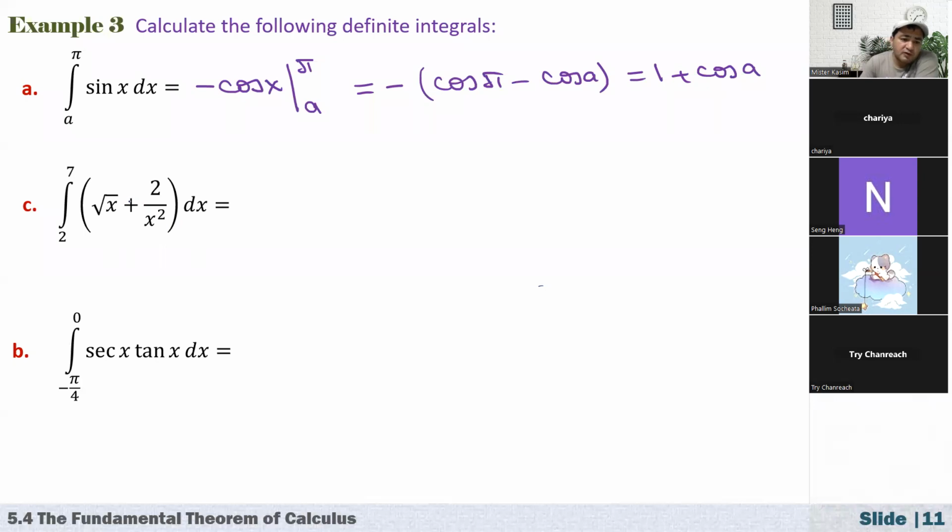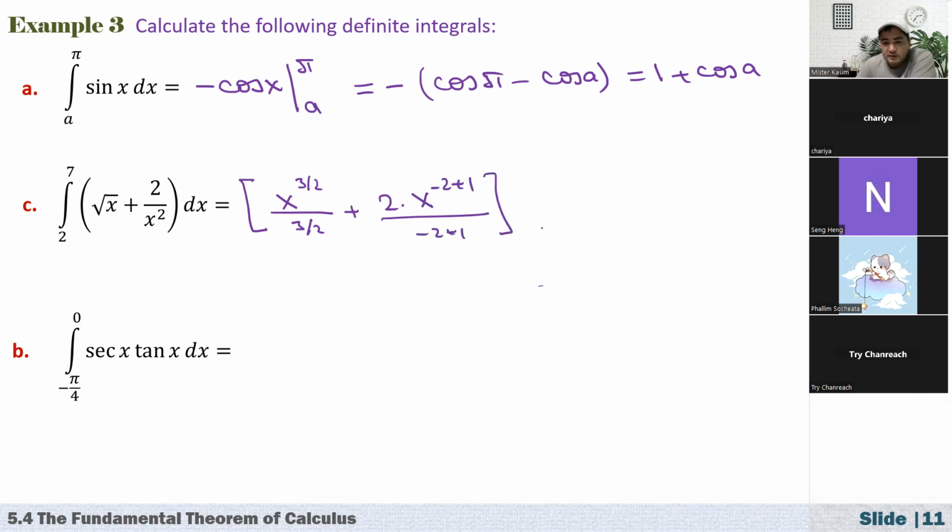And how about this square root of x plus 2 over x squared? We have also studied this before, right? And what is the antiderivative of this function? Square root of x gives x to the power of 3 over 2 over 3 over 2, plus 2 times, how about x to the power of negative 2? It is x to the power of negative 2 plus 1 over negative 2 plus 1. And the integration limits are from 2 to 7.